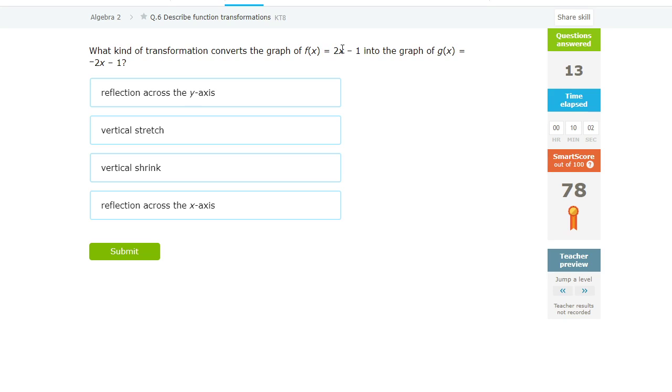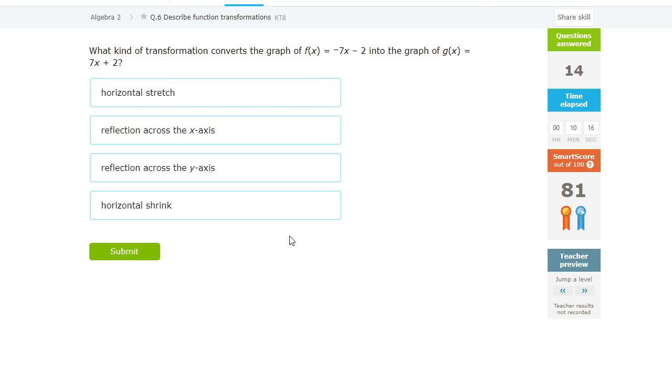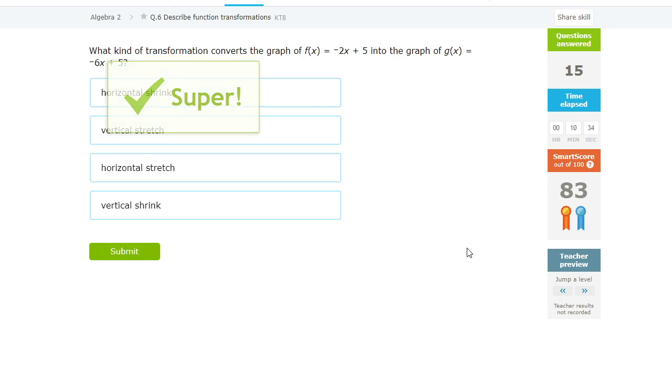So this one, I have 2x minus 1 and negative 2x minus 1. So again, only the first term changed. The second one stayed the same. So that means the negative is on the inside. That's a reflection across the y-axis. Okay. Next, negative 7x becomes positive. The negative 2 became positive 2. So that means both of them changed. So the whole function was multiplied by a negative. That's a reflection across the x-axis. The negative is outside. Okay.